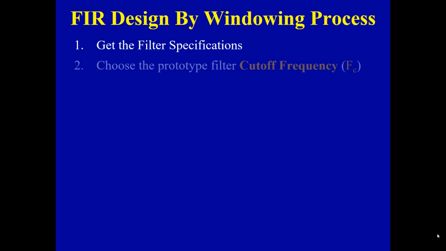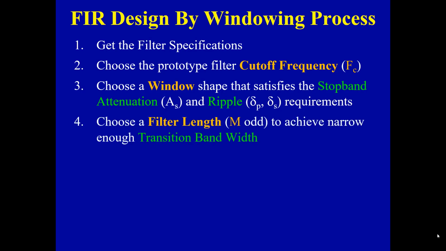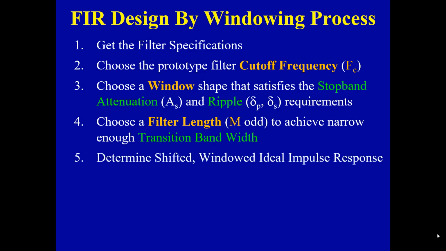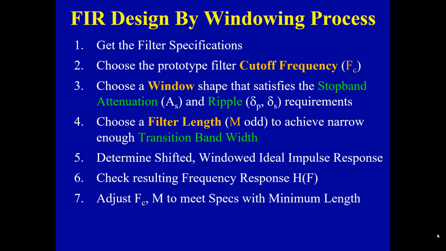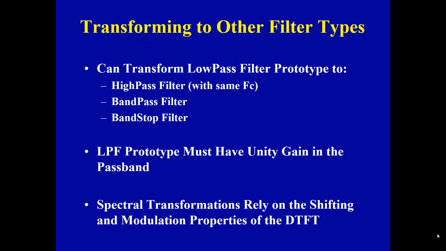And so again, the process: get the specs, choose our cutoff frequency for our prototype filter, choose the window shape that satisfies the stop band attenuation, the pass band attenuation, and all the ripple requirements. Then adjust the filter length, maintaining an odd length, to get a narrow enough transition bandwidth to meet the requirements. And then it's simply computing the shifted and windowed impulse response and doing some analysis on it to see if we achieved what we needed. And then an iterative process of just tweaking it, and going through transformation if we need to change it to a high pass, band pass, or band stop.